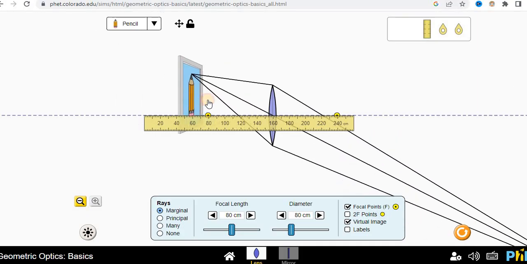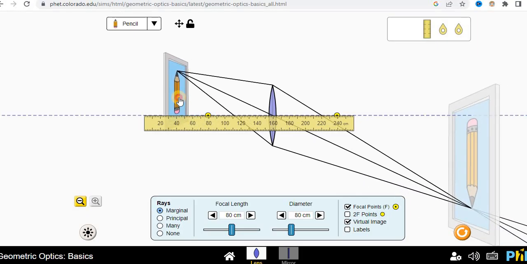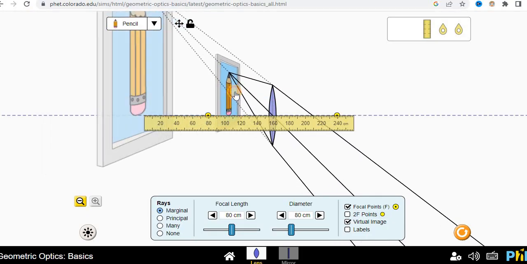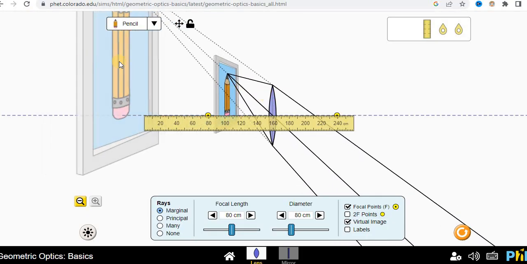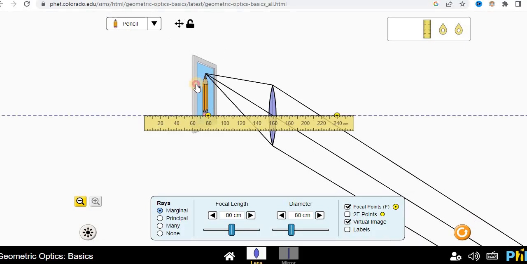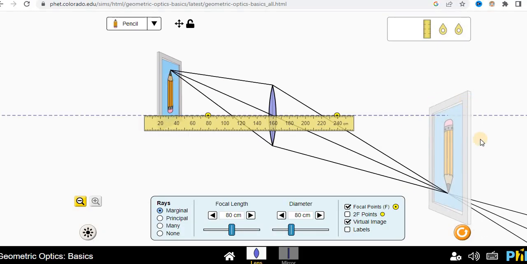If it is between 1 and 2 focal lengths, the image will be larger than the object. First we'll see if the object is within one focal length, then the image will be a virtual image and it will be magnified. If the object is more than one focal length but less than 2 focal lengths, then the image formed will be a real image and it will be larger.